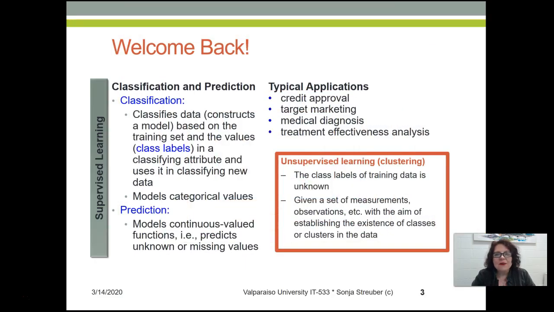Classification is a type of supervised learning. Supervised learning means that we know what kind of outcome we are looking for when we classify our data. In other words, we know that we have a class attribute that contains the labels that we want to assign to each one of our tuples in our data set.